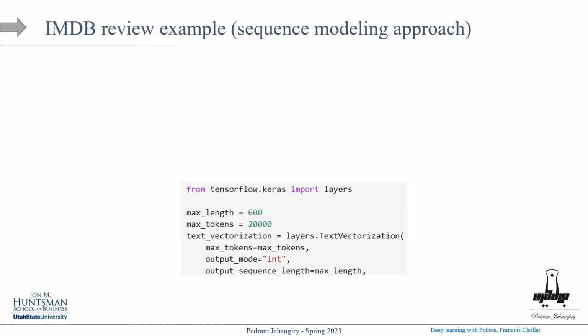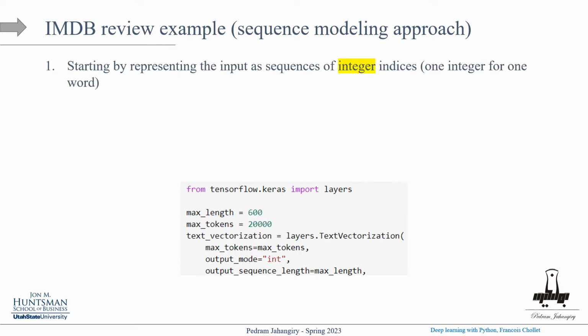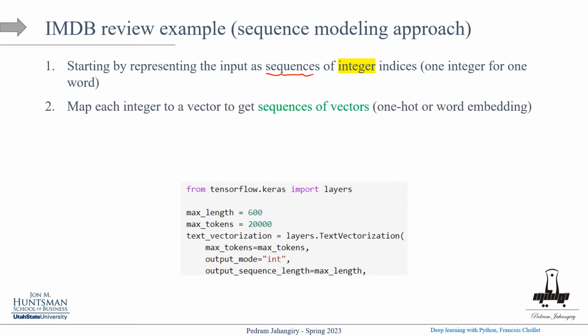So this means that instead of manually crafting those order-based features, we're going to expose the model to raw data, to raw word sequences, and let it figure out what those features should be, right? So this is what sequence modeling is all about. Here are the steps. We're going to start by representing the input as a sequence of integers, and again the key term is sequence. It's one integer for each word, and then we're going to map each of these integers to a vector to get a sequence of vectors.